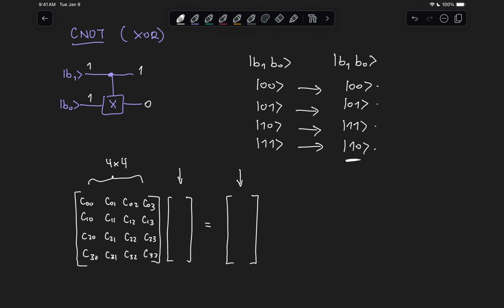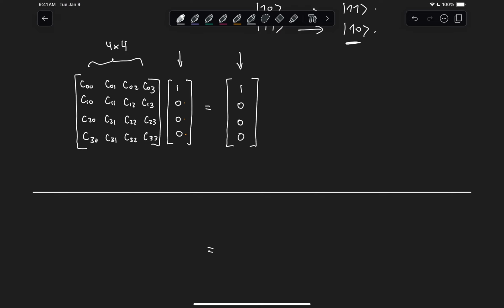So for example, we can start with our vector corresponding to 0, 0. We know that that's the vector 1, 0, 0, 0. And we know that the output when applying that matrix has to be also 1, 0, 0, 0. So if we multiply this matrix with this vector, we have the advantage that these three entries are 0. So the first element of the output vector is going to be C0,0 times 1, so we get C0,0, plus C0,1 times 0, which is 0, and then C0,2 times 0, which is 0, and then C0,3 times 0, which is 0. As you can see, all these other entries are equal to 0, and then we can move now to the second row and do the exact same thing.